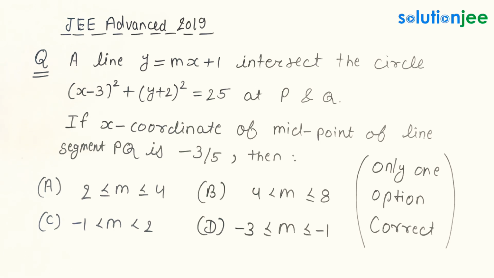So here we have the question. In this question we are given a line y equal to mx plus 1 and this line intersects the given circle at two distinct points P and Q. Further, it is given that the x coordinate of the midpoint of line segment PQ is minus 3 by 5. So we have to calculate the values of small m.